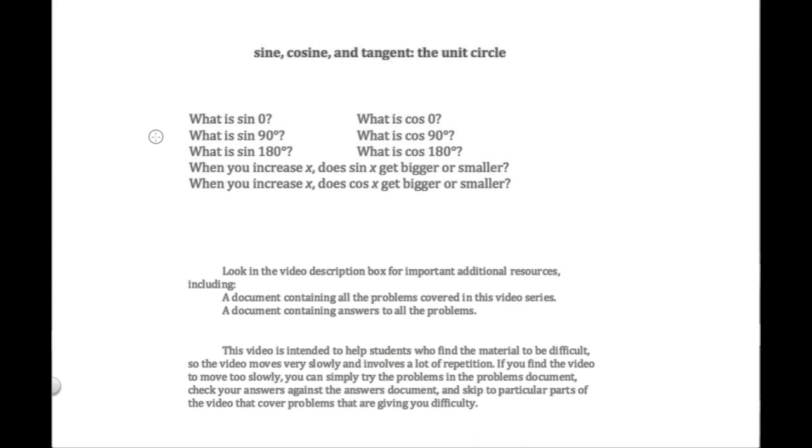For one thing, some professors don't let you use a calculator on exams. Also, there are some standardized tests like the MCAT where you can't use a calculator. And maybe most important, you will get a deeper understanding of sine and cosine if you understand the way to answer these questions without a calculator. So, in this video, we're going to learn how to answer these questions and a few more without a calculator. And we're going to do that by using the unit circle interpretation of sine and cosine.